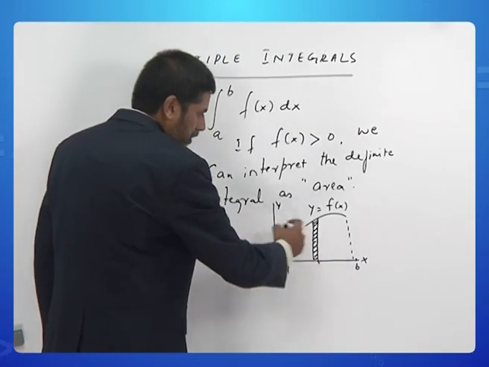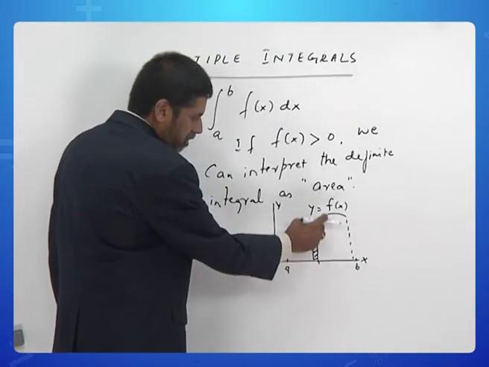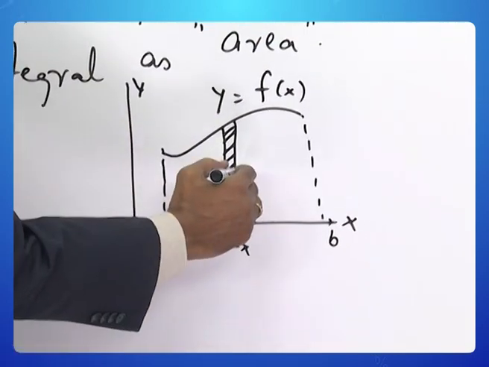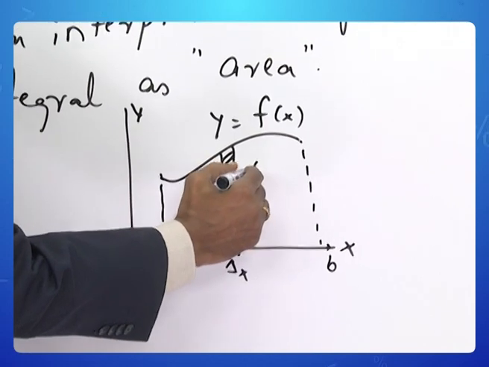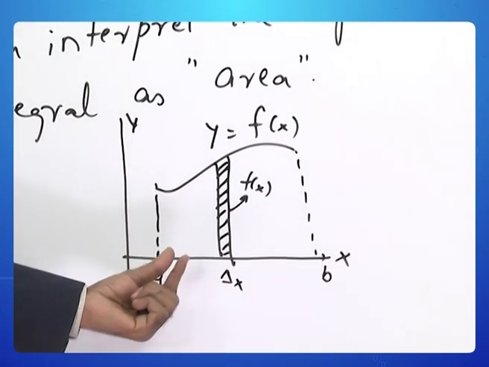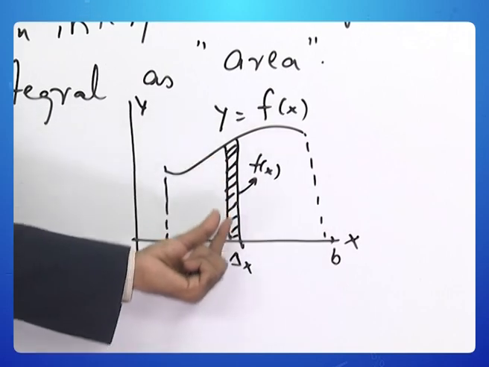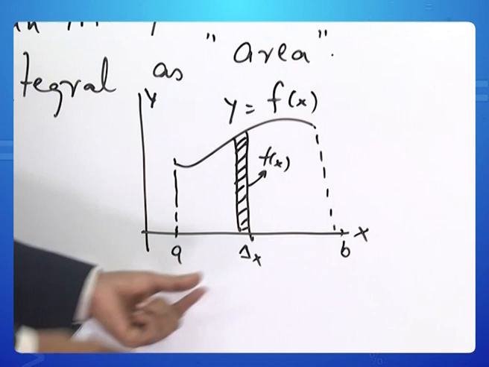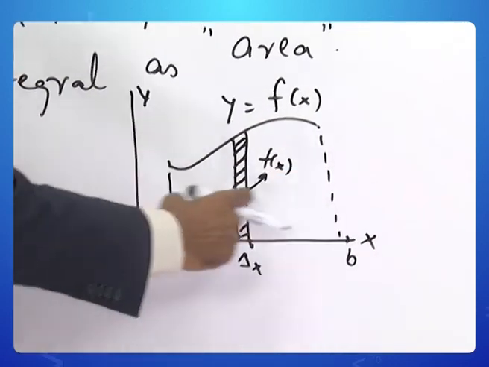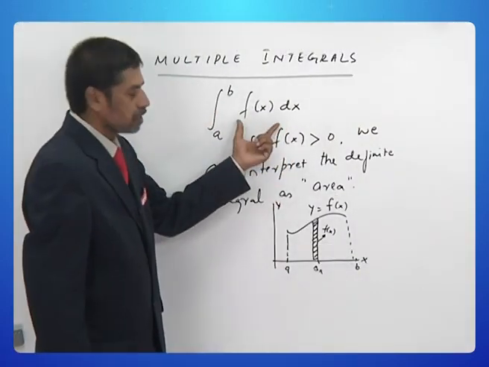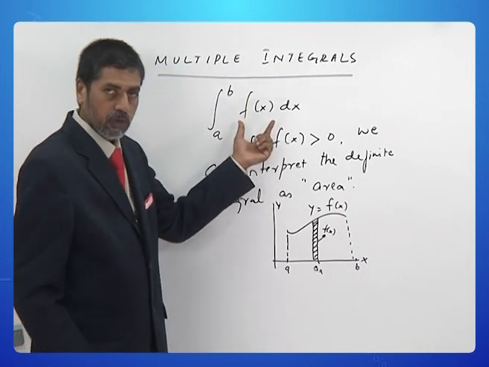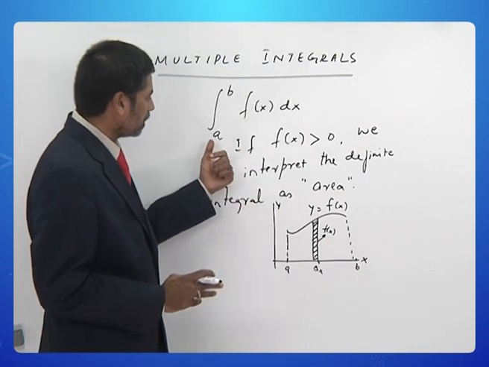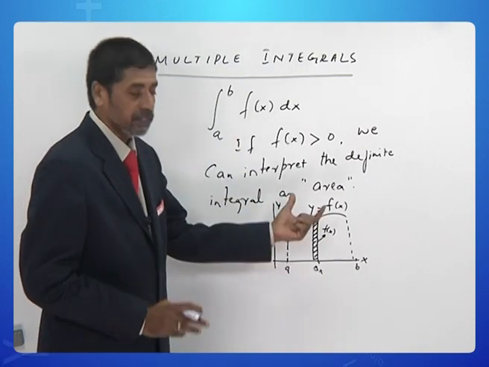The whole area under the region is the sum of all such strips whose width is delta x, and this height is f of x. So this would be representing the area of a small elementary rectangle. So the area of this is f of x into delta x. So when you have many such strips between the range a to b, that represents this definite integral. Therefore, one of the interpretations of the definite integral f of x dx from a to b is area.